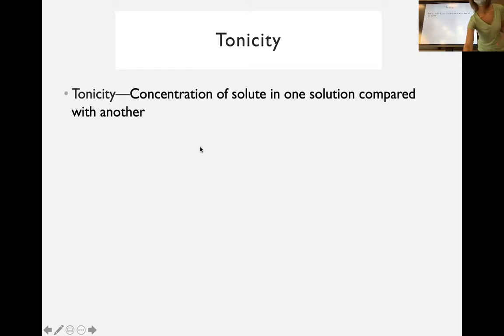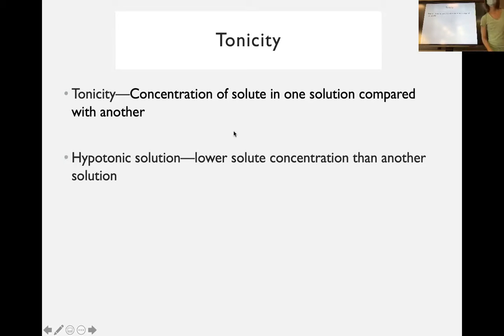All right, so tonicity is a general term for that. We have three options for what a solution can be in comparison to another one. A hypotonic solution, so you have hypo, hyper, and iso. I'll go through them one by one.